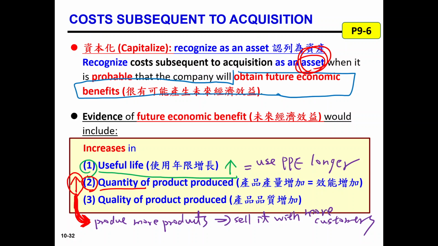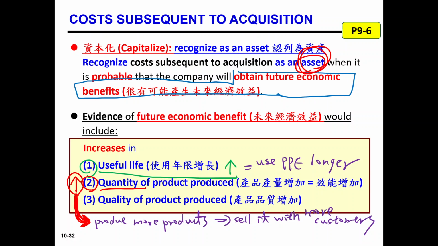Okay, so when I repair my machine, its efficiency is increased. I can produce more products. Of course, I can sell them to more customers. How about the third one?